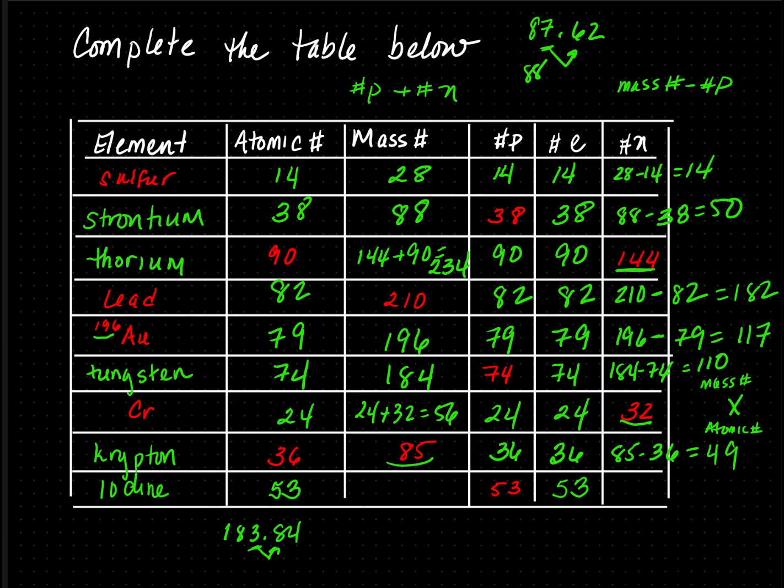So this is 126.90. I round to the ones place, that becomes 127. So the number of neutrons is 127 minus 53, which equals 74.